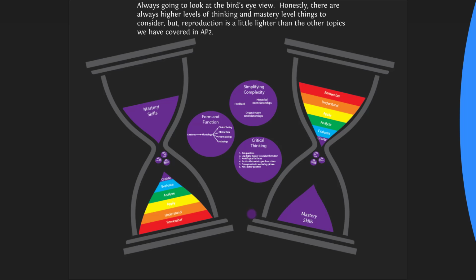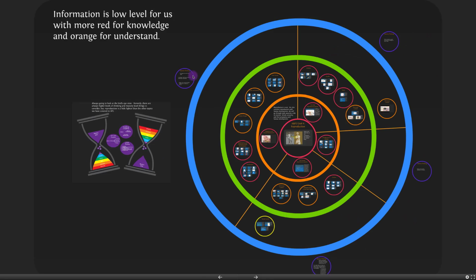Always going to look at the bird's eye view. Honestly, there's always higher levels of thinking and mastery level things to consider, but reproduction is a little bit lighter than other topics we've covered in AP2. So there definitely are some mastery level things that we can do, but even just looking at the levels of content, you can see that we're not quite high up on Bloom's taxonomy on this lecture. It's going to be more lower level knowledge and understanding.